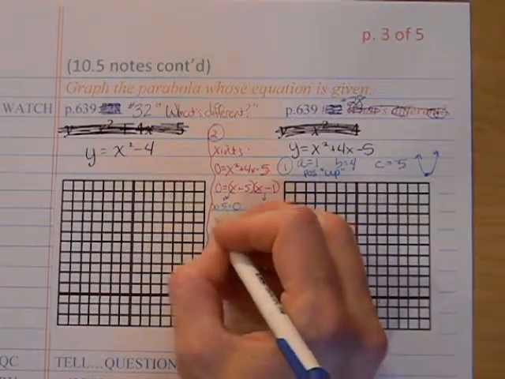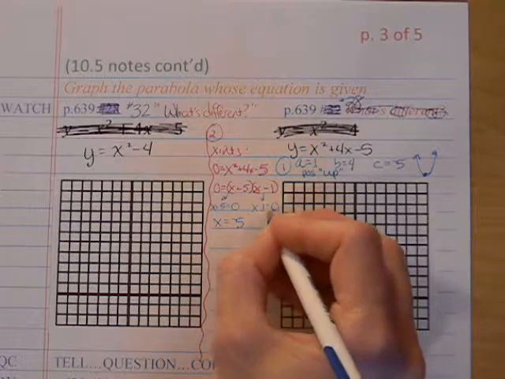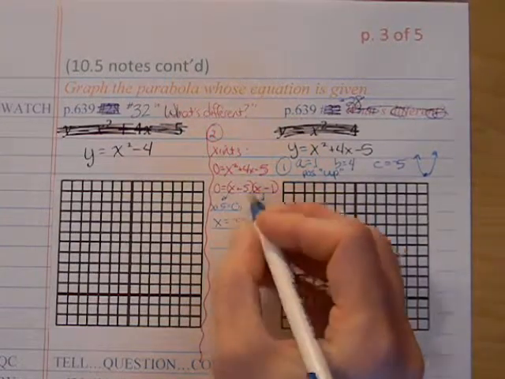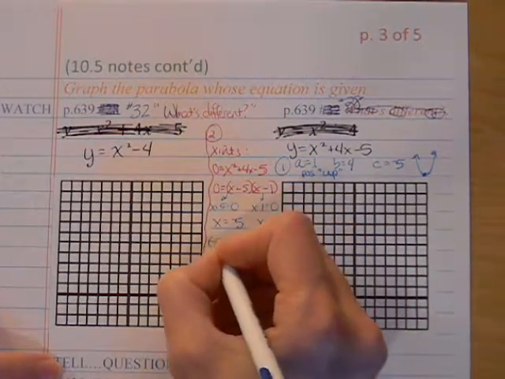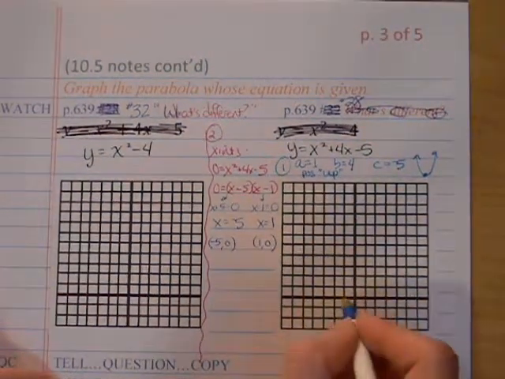Okay, so we solve for x here. I get x is equal to negative 5 by subtracting 5 from both sides. Over here, I add 1 to both sides. I get x equals 1. So my two x-intercepts are the point negative 5, 0 and the point 1, 0. I can go ahead and add that to the graph.